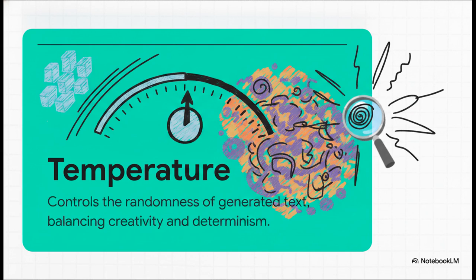Temperature controls the randomness of the generated text. It is the precise dial you turn to find the perfect balance. If you dial the temperature way down, the model becomes highly deterministic, factual, and strictly adheres to the data, which honestly is usually exactly what you want in a business RAG system. But if you turn it up, it introduces randomness, allowing for more creative, varied, but potentially much less predictable outputs.